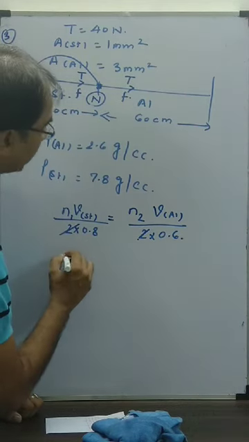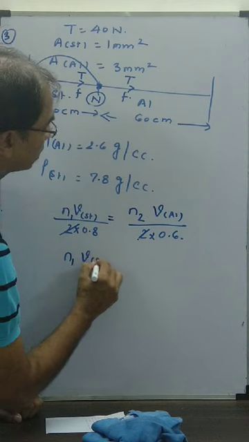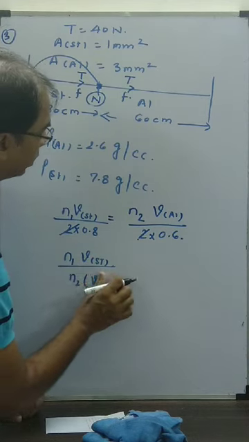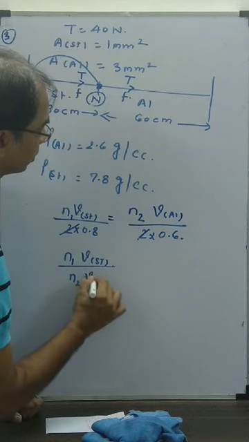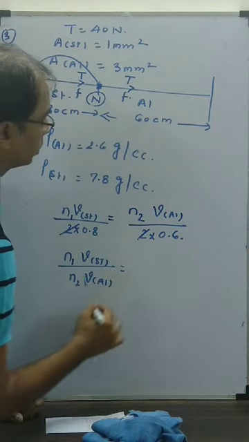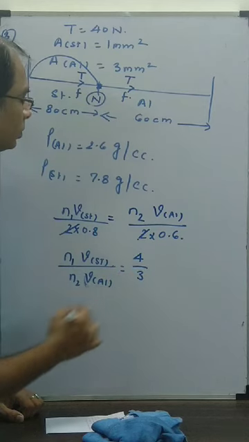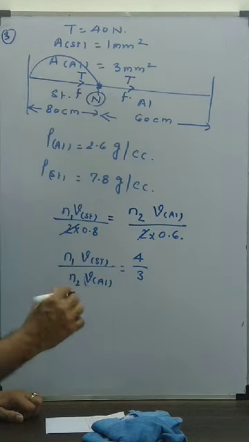So now what we are getting? n1 velocity in steel by n2 velocity in aluminium equal to 0.8 by 0.6, that means 4 by 3. Okay, this is the first thing.